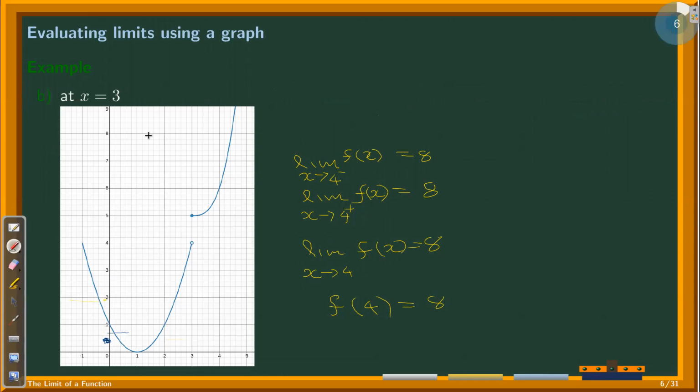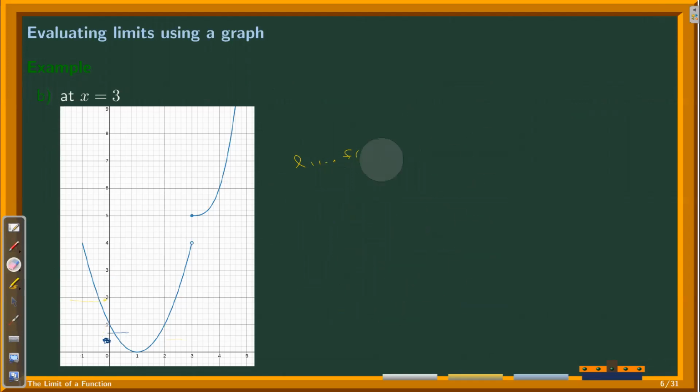Now we'll move on to example 2. Here I am asked to find these values at x equals 3. So I'll do it here.